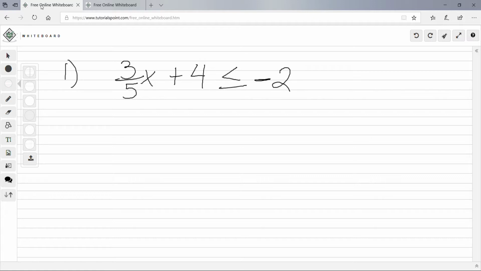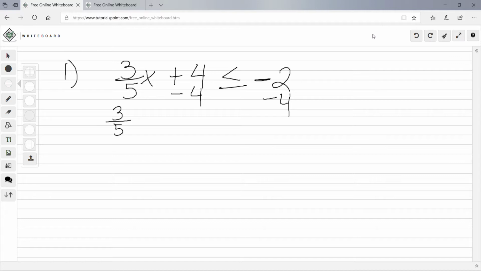So we have to use interval notation, and then we have to solve it, and then we have to graph it on a number line. So first step is I will subtract 4 from both sides. So we get 3/5 x. Actually, what we can do is, hold on.